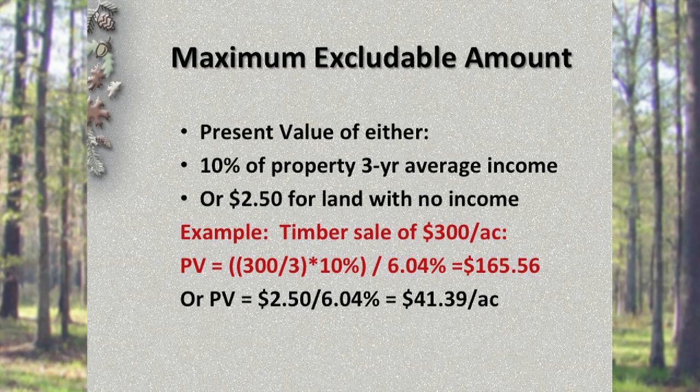How much can I exclude? Here's an example. If you had a timber sale recently, you can look at 10% of the property's 3-year average income. So if you had a timber sale in 1 year, you divide it by 3 and then take 10%. Take that number, or $2.50, divide it by the applicable interest rate. The one that we go with is the Federal Land Bank in Texas, and the best rate that I've come up with from the Federal Land Bank is 6.04%. So if you had a timber sale in the last 3 years, you should be able to exclude all cost share available to you per acre.